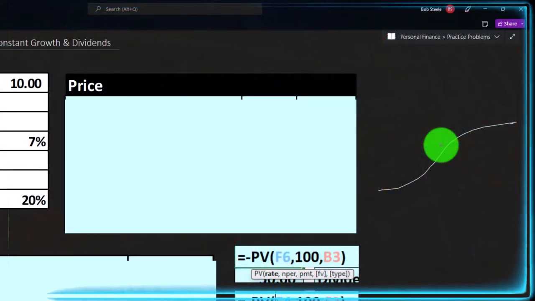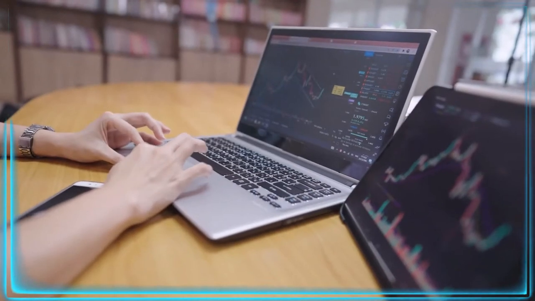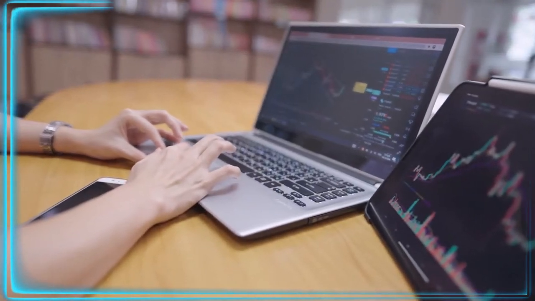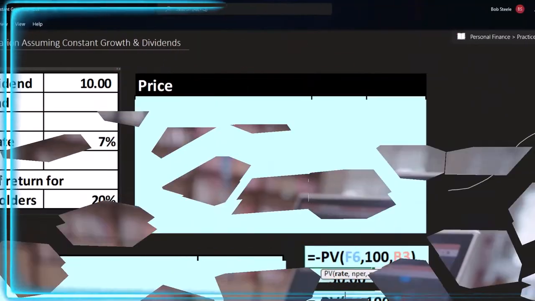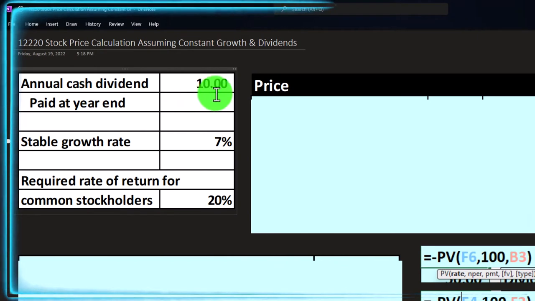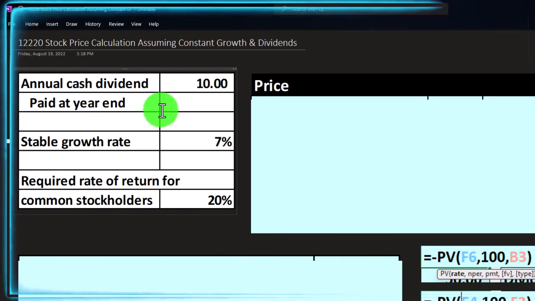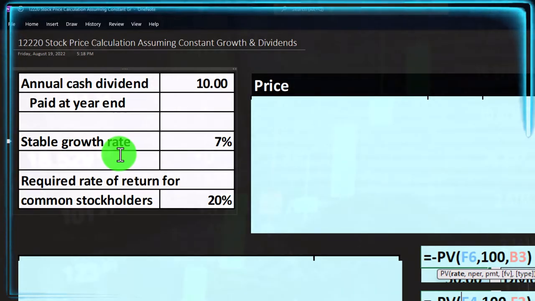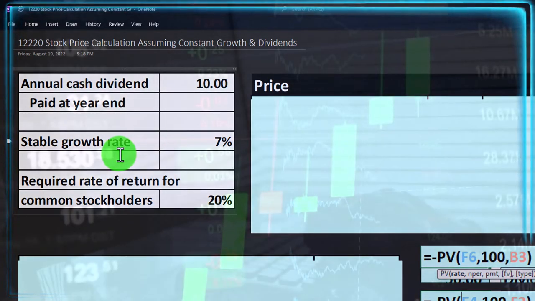Or we try to take into consideration the growth that is happening, and that's what we're going to determine now, adding that added level of complexity. Okay, so we're going to say then that the annual cash dividends are $10 paid each year. We're going to assume that those are constant, but we're also going to assume that there's growth, meaning the value of the stock is going to go up by 7%.